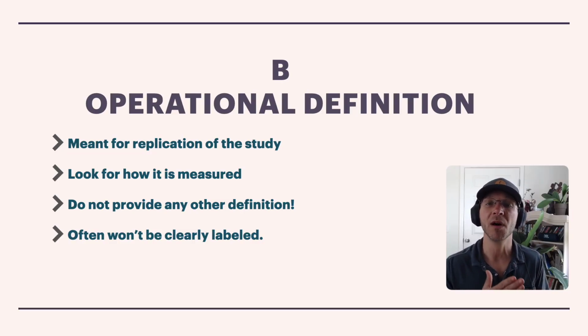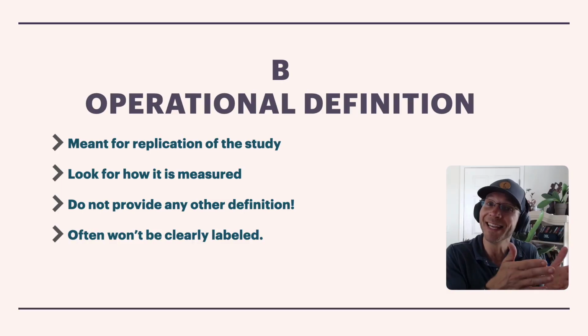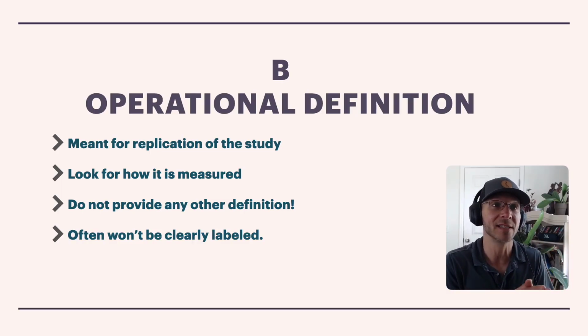When you're asked how did they operationally define such and such variable, you're going to talk about how they measured it. Do not provide any definition. If it's about anxiety, how did they measure it, what was their definition of anxiety? Don't say, well, anxiety is when people are feeling a heightened state of arousal. If that's not what it said in the article, don't mention it. Don't give your opinion. I care about your opinion, but not in this portion of the exam. It often will not be very clearly labeled. You're going to have to look for it in some way, shape, or form.